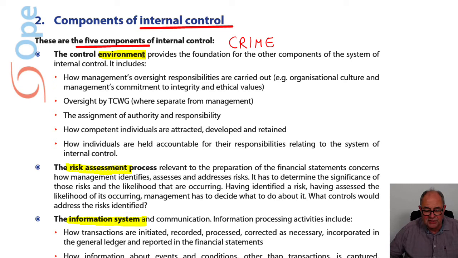Control environment is very, very much high level. It may be that you work in a business that's highly organized, in which case they've probably got a very good control environment where on a day-to-day basis, things just don't go wrong. So what sorts of things constitute control environment?